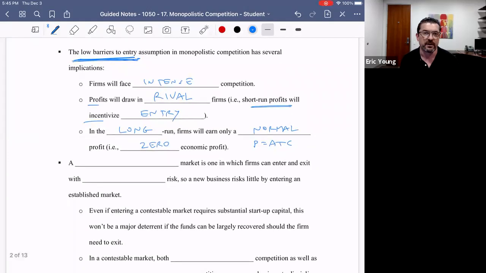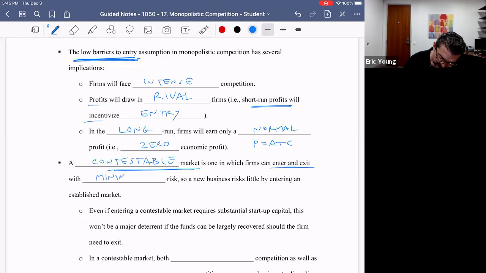One concept that I want to raise with you that's tied to this idea of low barriers to entry is an economic theory known as the contestable market theory. A contestable market, this is an economic term. A contestable market is a market in which firms can enter and exit with minimal risk. In other words, a contestable market is a market that exhibits conditions such that new firms can enter and exit with minimal risk.